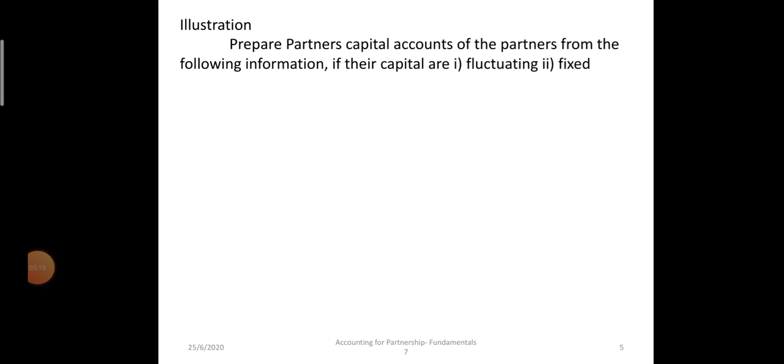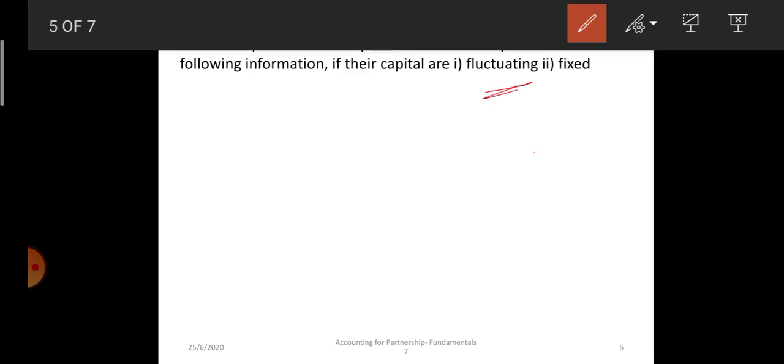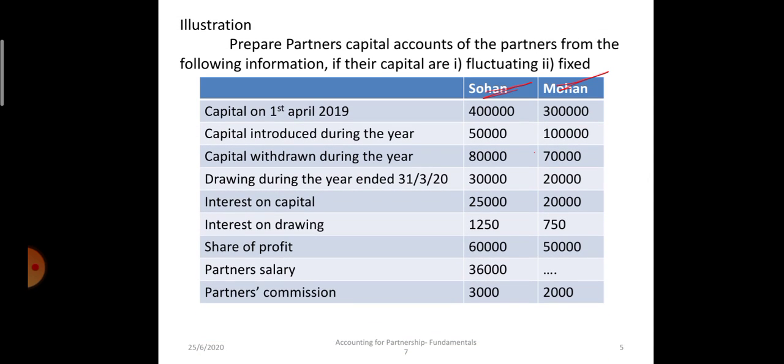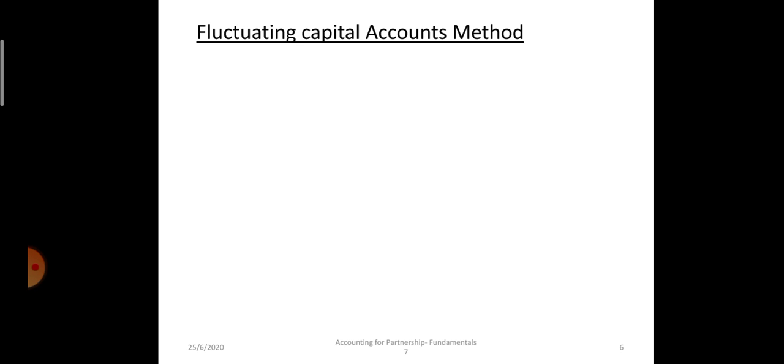Now let's discuss this with an example. We have to make the partners' capital account, and we will be using both the fluctuating and fixed methods. Now this information is given. Opening capital is given, capital introduced is given, capital withdrawn during the year is given, date is not mentioned. Drawing during the year ended is given, interest on capital, interest on drawing, share of profit, divisible profit, and partners' salary and commission is mentioned. Now we have to prepare the partners' capital account using both the methods. First, with the fluctuating capital method, we will prepare the partners' capital account.